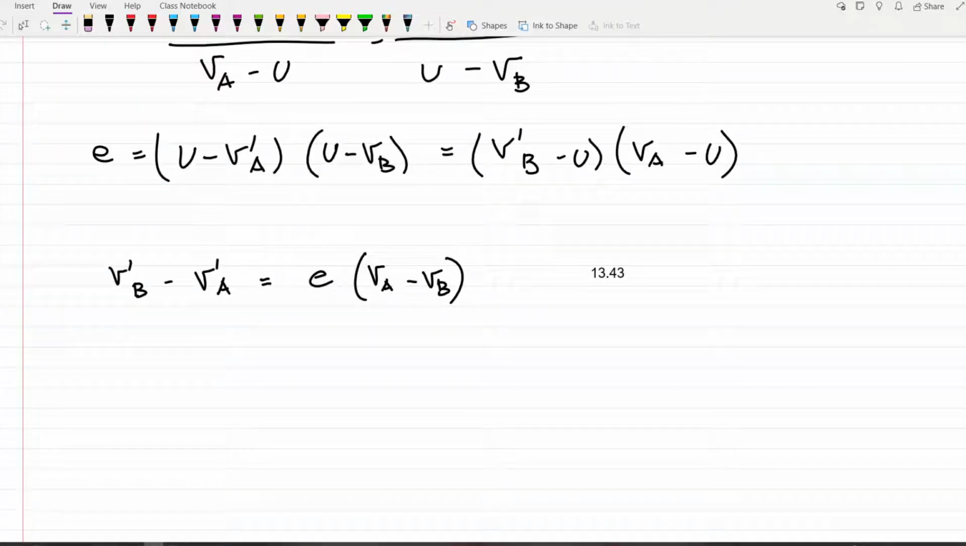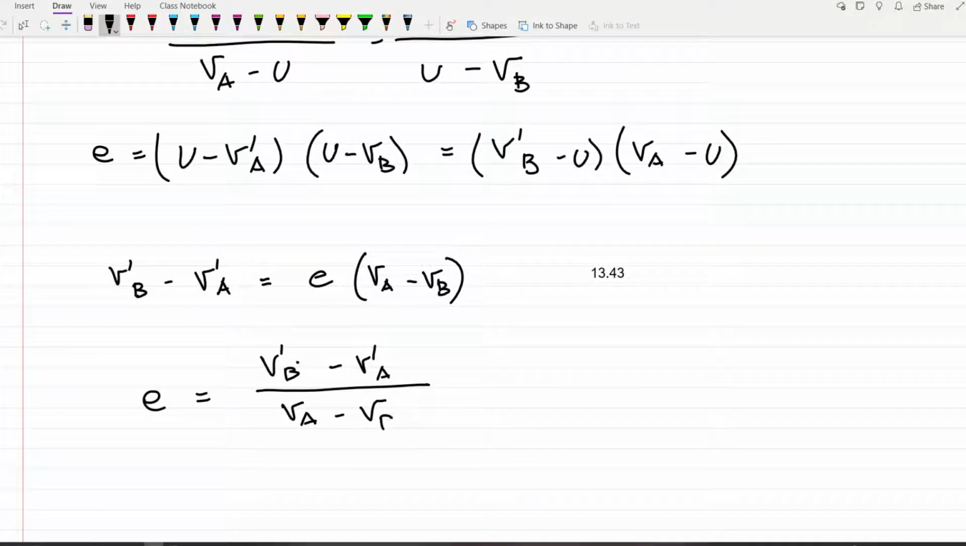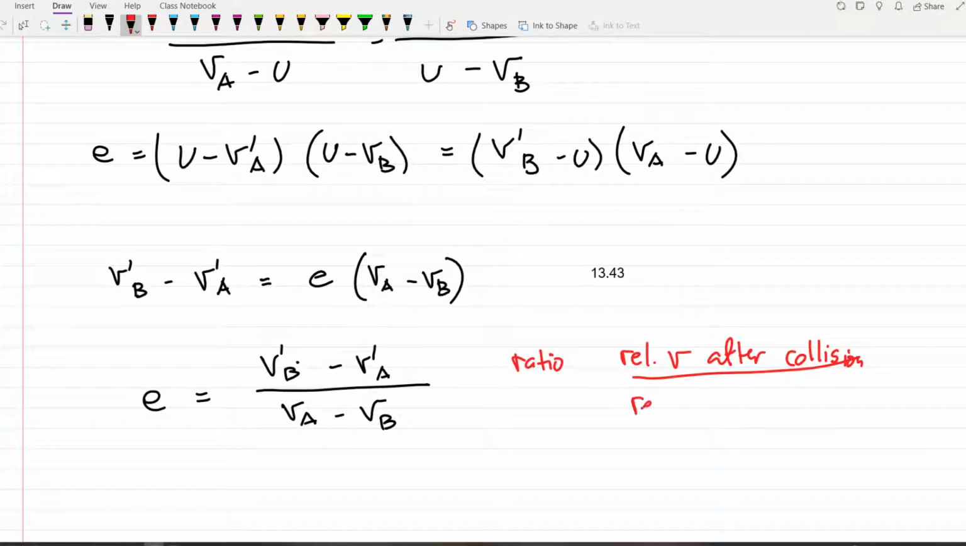With this, E is equal to V prime B minus V prime A over VA minus VB. This is also the usual definition of coefficient of restitution: the ratio of the relative velocity after collision over the relative velocity before collision. So that is one of the definitions of the coefficient of restitution.